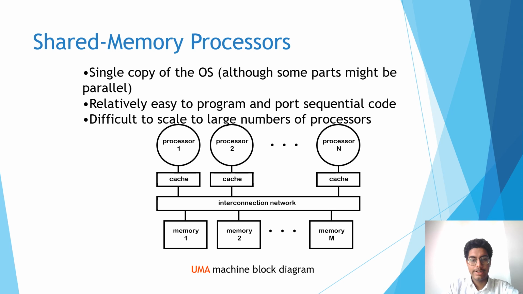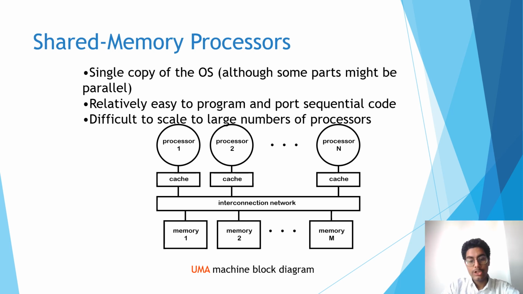Now, what are shared memory processors? Since we want to know about NUMA, first we have to know what shared memory processors are. It is a single copy of the operating system, although some parts might be parallel. It is relatively easy to program and port sequential codes. It is difficult to scale to a large number of processors. In our figure, we can see n processors having n caches, connected by the interconnection network, and they have m memories.